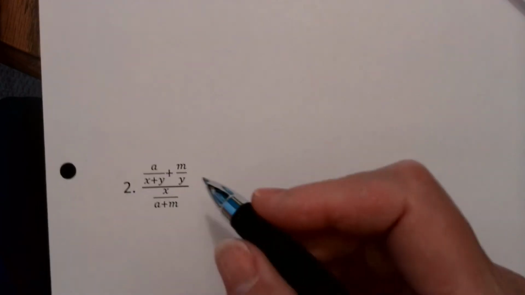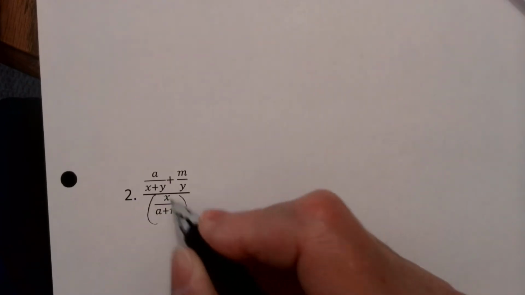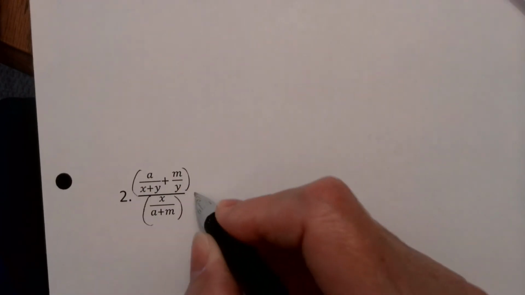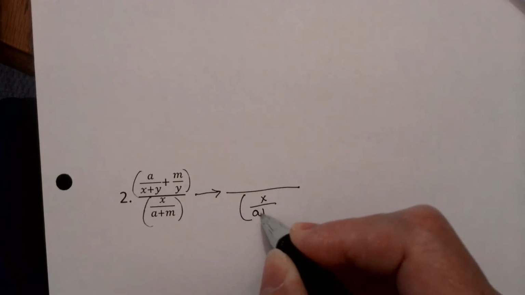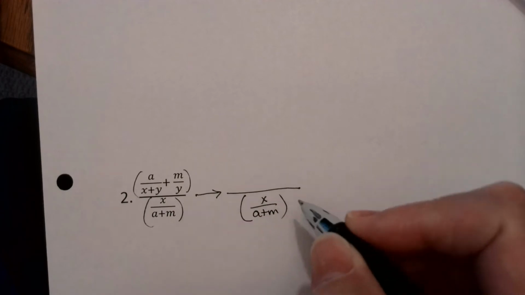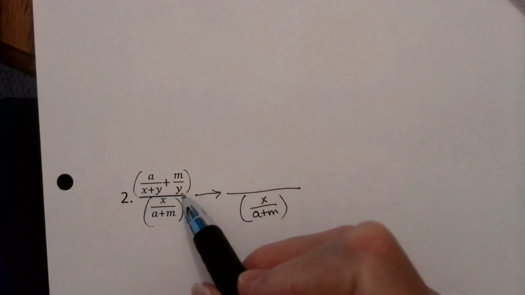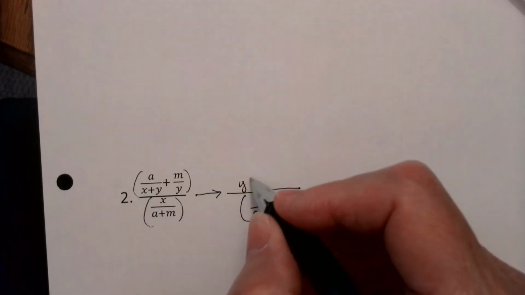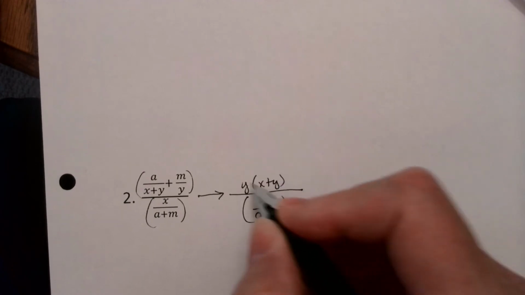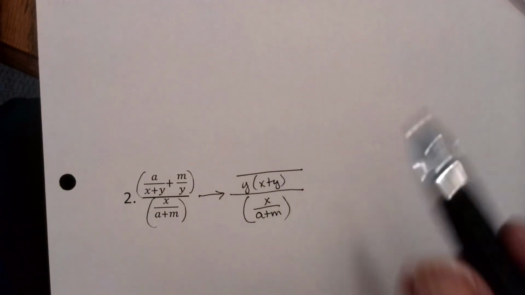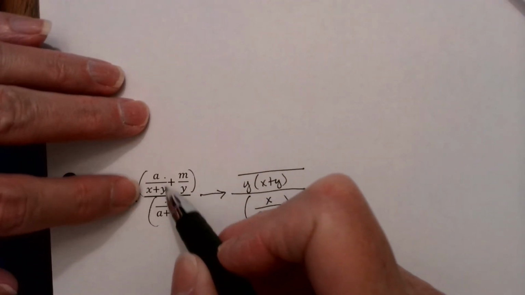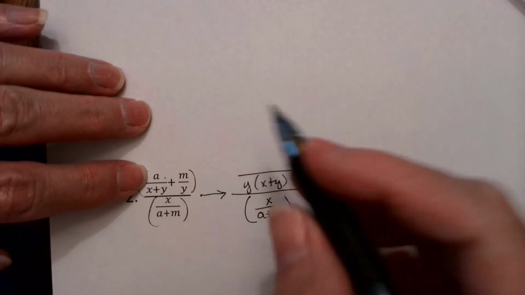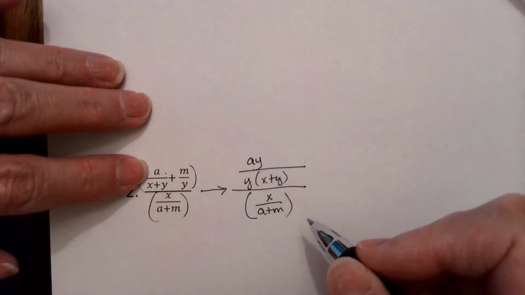Okay, let's try it down here. So this one's already one fraction, but this one needs to get a common denominator. So I'm going to leave the bottom the way it is, and I'm going to get a common denominator here. I have x plus y and y. So it's going to be y times x plus y. I'm going to have to multiply them together. Now to do that and get a common denominator, I've got to multiply this one, the top and the bottom, by y. So when I multiply the top by y, I get ay.